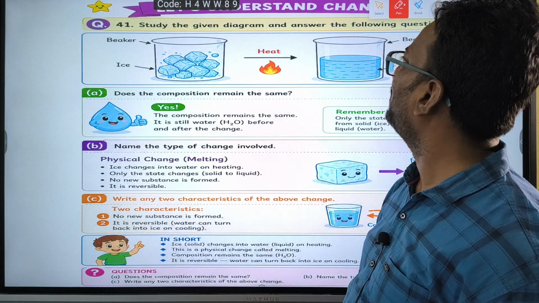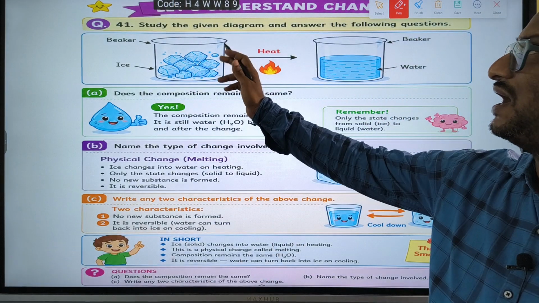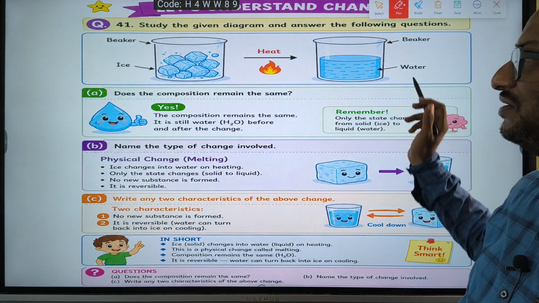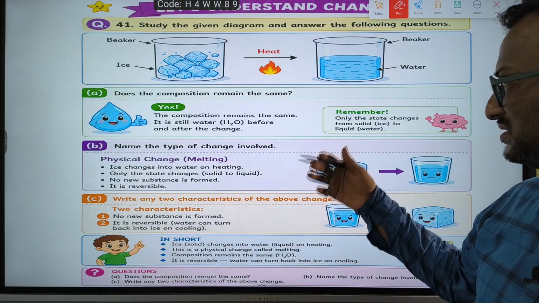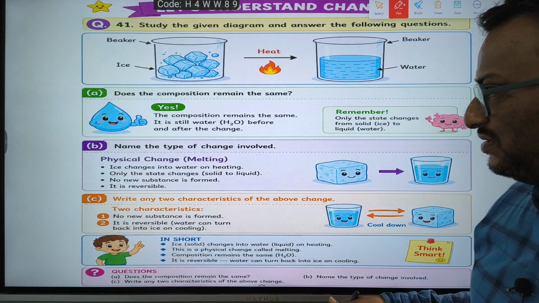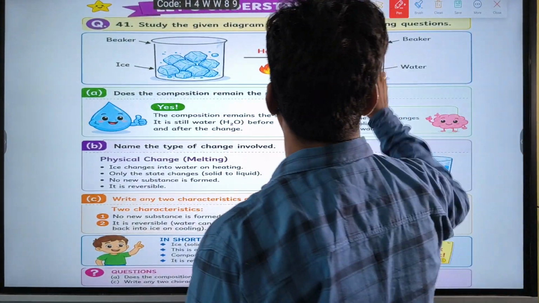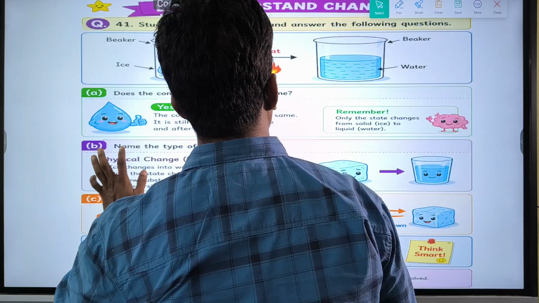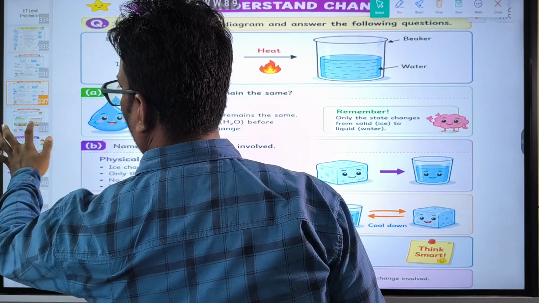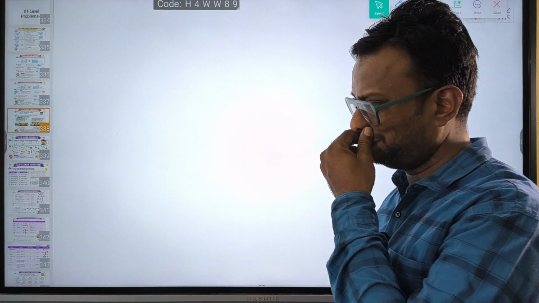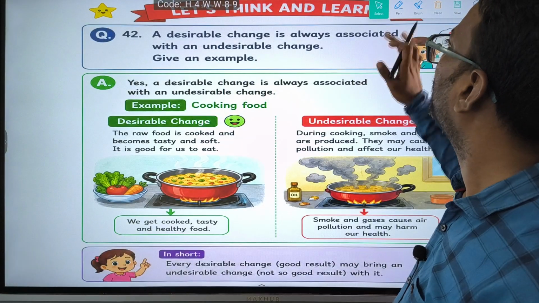Study the given diagram and try to answer. Beaker, ice, and heating, beaker, water. Okay, the same thing, I think it is repeated, right? Write any two characteristics. Okay, it is repeated. Next one.